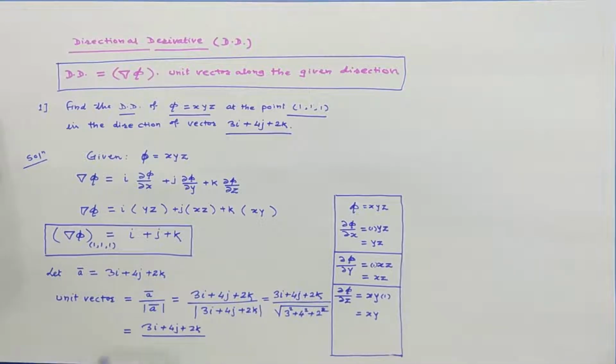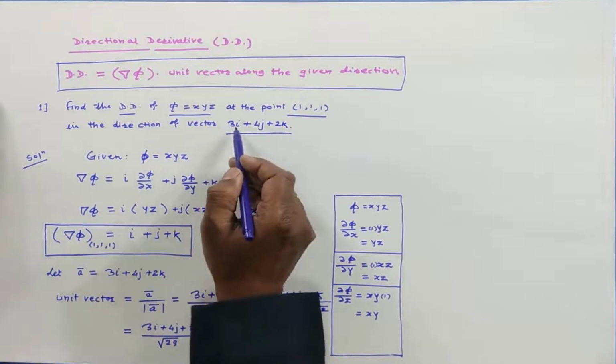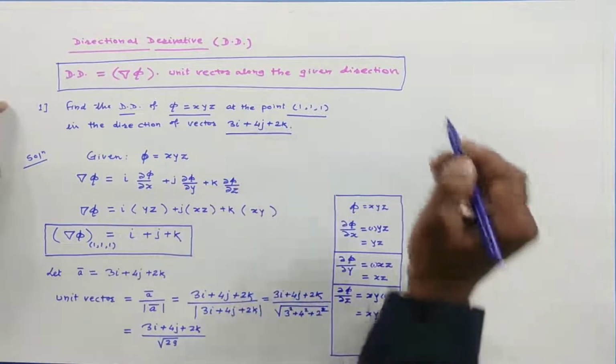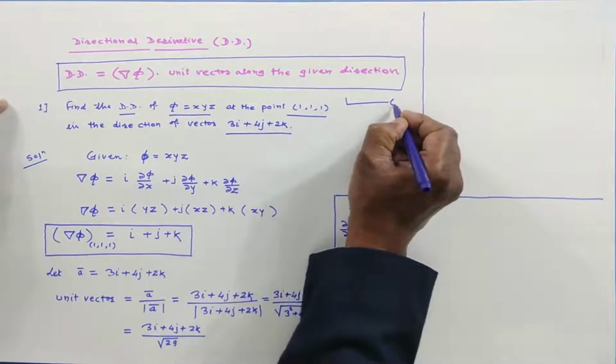This whole divided by under root of 3 square is 9, 4 square is 16, 9 plus 16 is 25, 25 plus 4 is 29, under root of 29. So this is the unit vector along 3i plus 4j plus 2k. In this direction, the directional derivative is required. I am calling this equation 1.